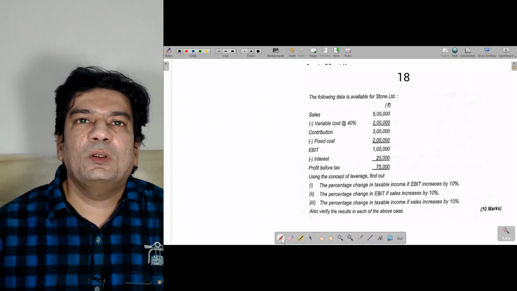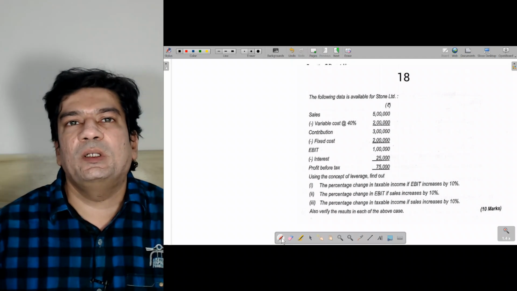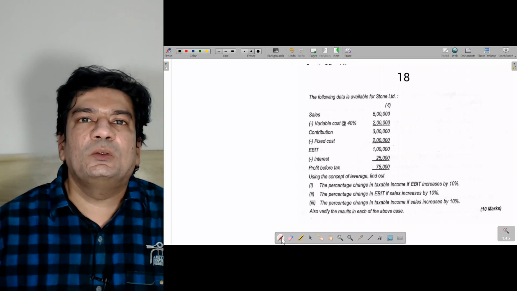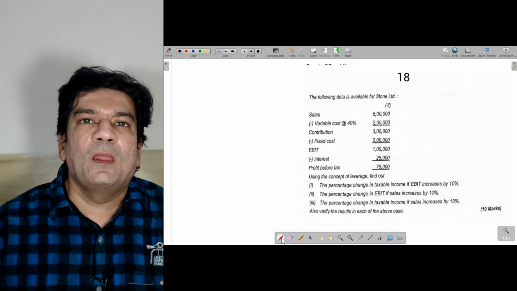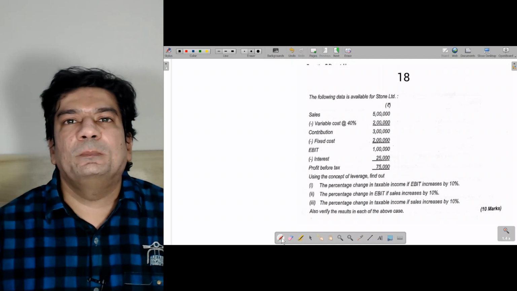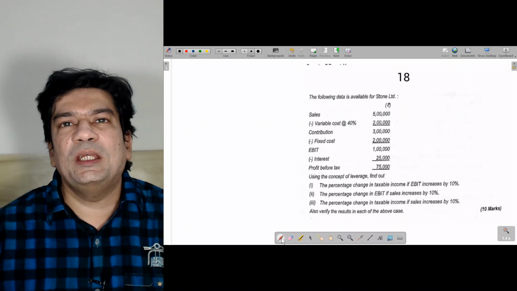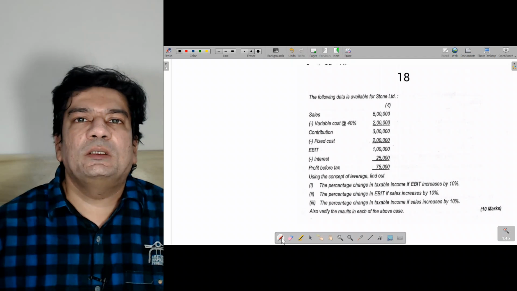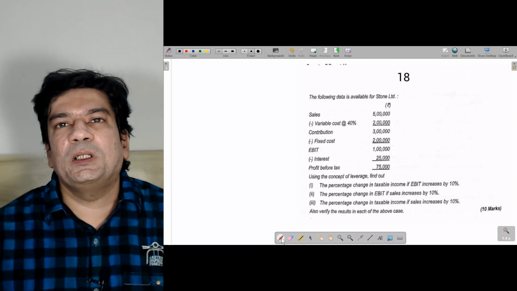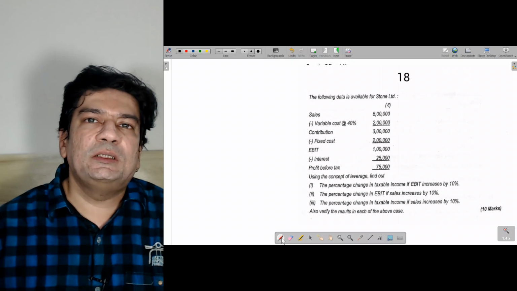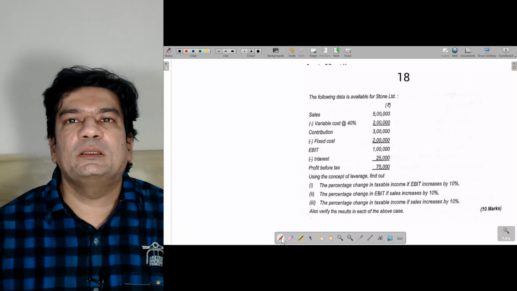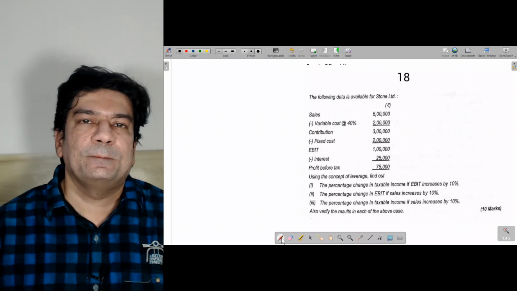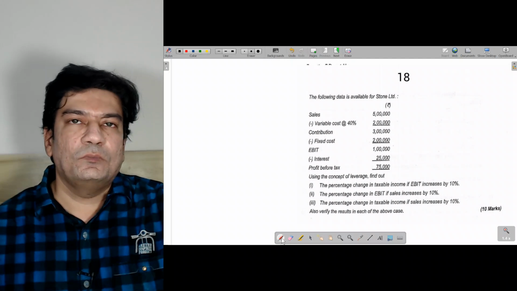Sales minus variable costs will give you contribution, minus fixed costs will give you EBIT, minus interest will give you profit before tax. Now use the concept of leverage and find out the percentage change in the taxable income, that is the percentage of change in your EBT, if EBIT increases by 10%, the percentage of change in EBIT if sales increase by 10%, the percentage of change in taxable income if the sales increase by 10%, and also verify the results in each of the above cases. So very interesting sum. So let's solve it.